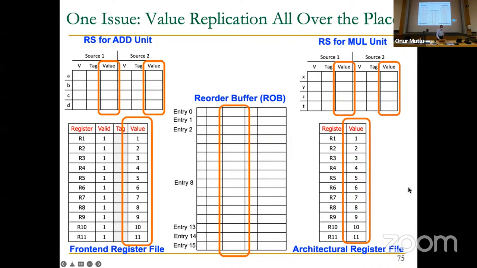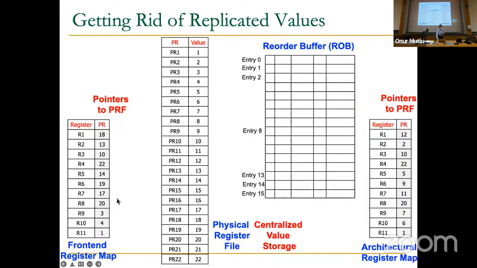In the architectural register file, front-end register file, reorder buffer, you can see the source one, source two values, source one, source two values. Basically, there could be thousands of places where the values are. And as I said, in the worst case, the same register can be replicated in many places. So how do we get rid of the replicated values?